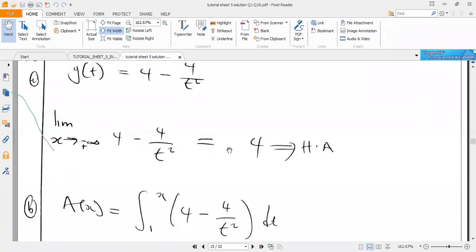So now we're going to find the horizontal asymptote of this function, this graph of g, which is given by 4 minus 4 over t squared. When we take the limit as x approaches negative infinity and positive infinity, from both angles, you discover that the final answer is always going to be 4, which is our horizontal asymptote. Then we have answered our question.